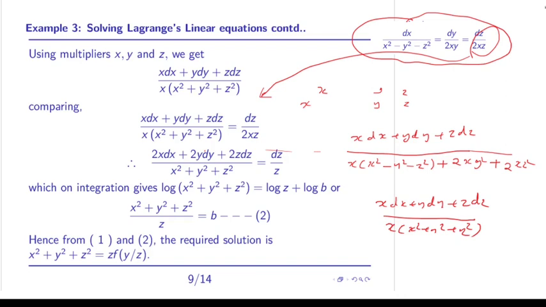So we get two things. We can write the solution as x square plus y square plus z square divided by z is equal to f of y by z, or you can multiply with z and form x square plus y square plus z square is equal to z into f of y by z.